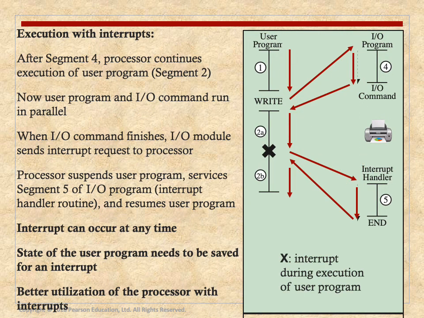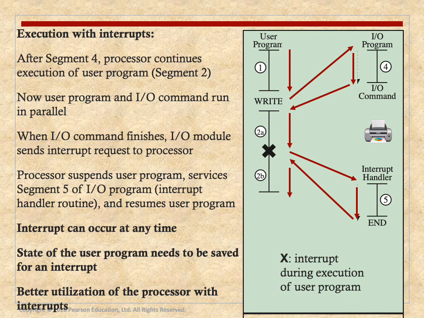So in the case of interrupts, our scenario still looks the same. We have a user program that issues a print command at some point, which will start an input and output program that is in charge of a printer. After program segment 4, the input and output program will issue an input and output command and let the printer start printing.